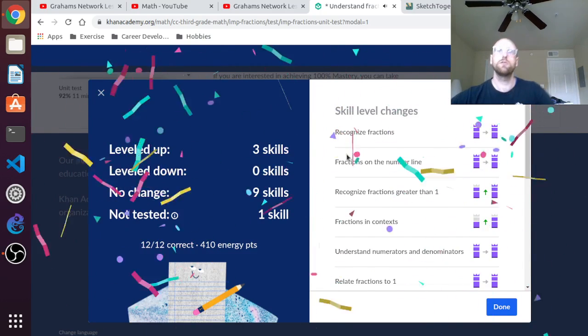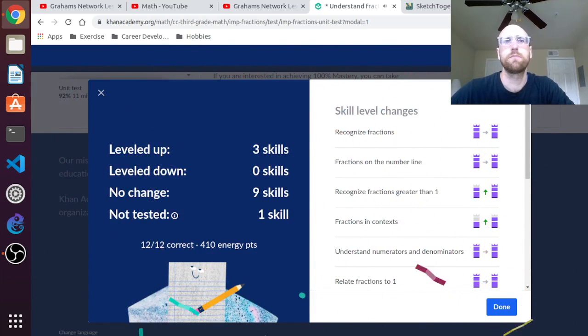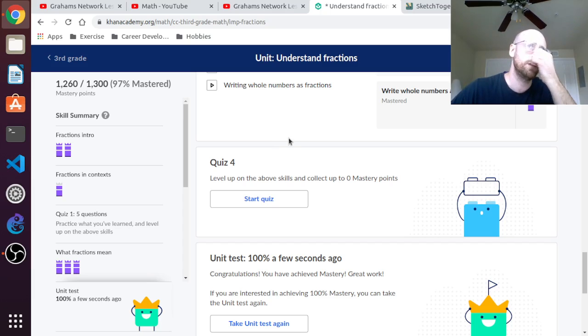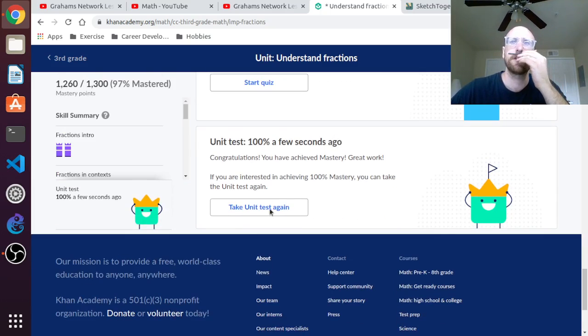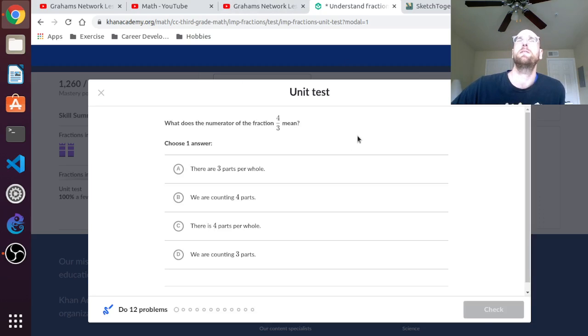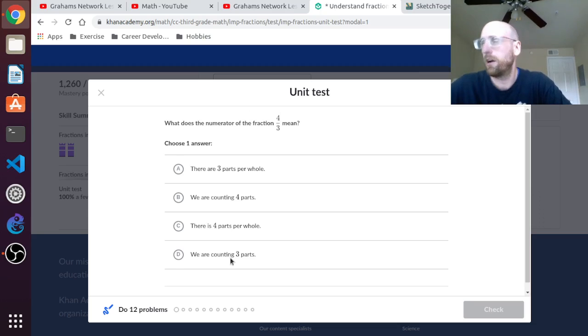All right, so it looks like we got 1 skill that's still not tested yet, so I'm still at 97%. So it looks like I can do this 1 more time and get 100% mastery. So I'm gonna do that because that's my goal. One of my life goals has always been to get 100% mastery in all available Khan Academy stuff, just because I think that would make a lot of my other goals easier.